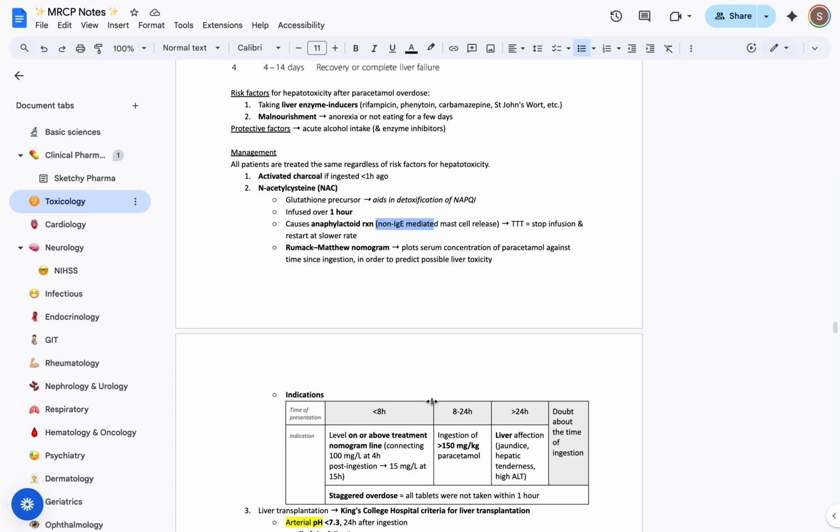If the timing of presentation is less than 8 hours and the level of paracetamol is on or above the treatment line, you treat. If the time of presentation is after 8 hours and the patient has ingested more than 150 milligram per kg paracetamol, you treat. If it's more than 24 hours and you have liver affection, you treat. If there's any doubt about time of ingestion or if there is a staggered dose, you treat. So these are the indications of N-acetylcysteine.